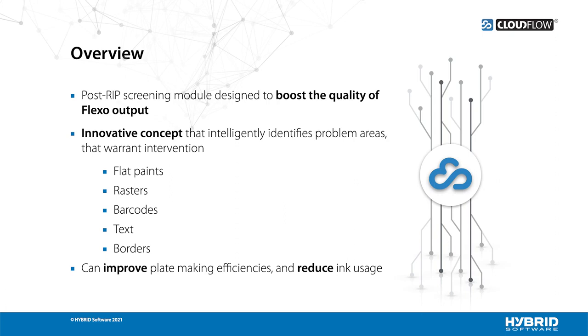their requirements. And the reason why this is so unique is it's not just a one-size-fits-all solution where you could just process the entire file with the same settings. We will actually process the flat paints differently from the rasters, or rasters differently from the barcodes, and so on. And during this process we can actually improve plate making efficiencies and reduce ink usage and therefore cost.